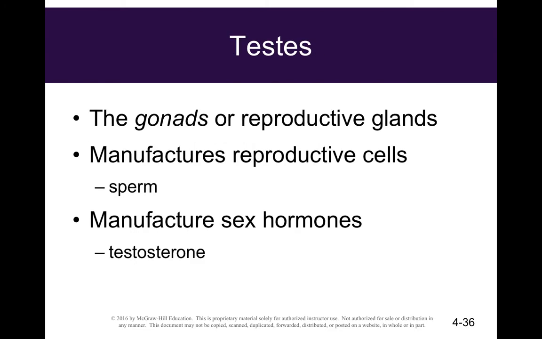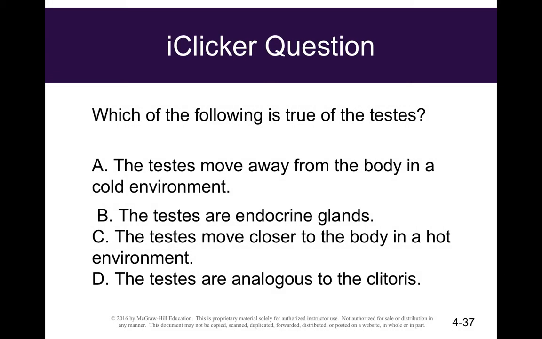The testes are the gonads, or reproductive glands, in the male. They manufacture reproductive cells called sperm, and they also manufacture sex hormones, testosterone. Which of the following is true of the testes? A, the testes move away from the body in a cold environment. B, the testes are endocrine glands. C, the testes move closer to the body in a hot environment. Or D, the testes are analogous to the clitoris. Which of these is true?